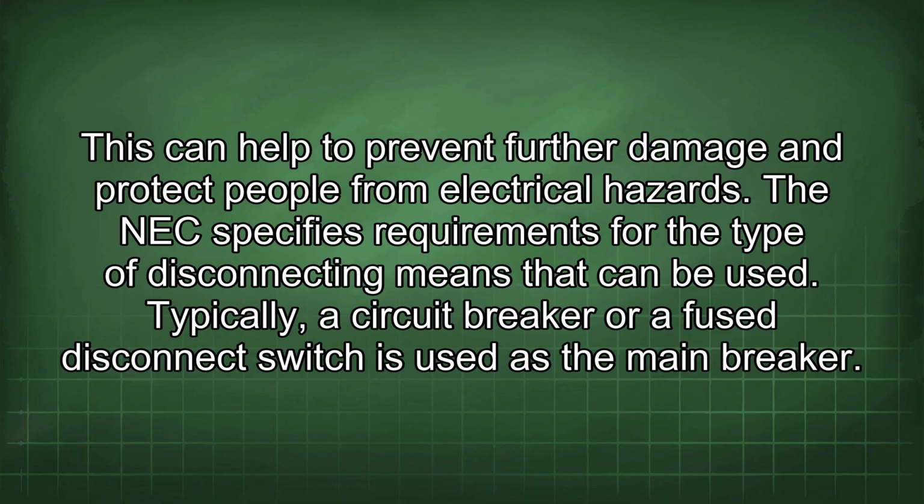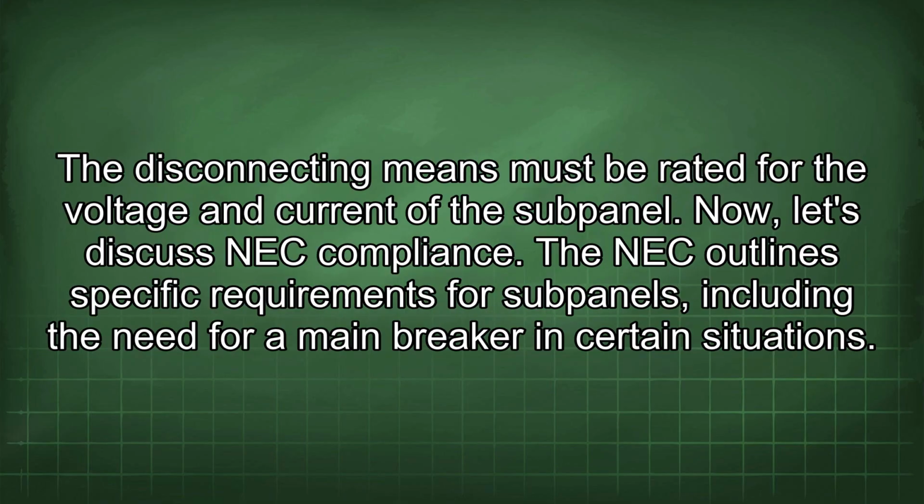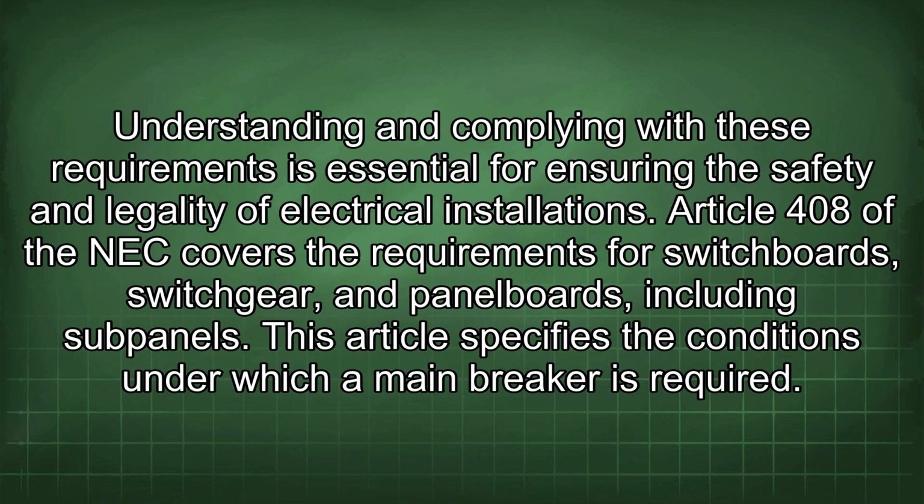The NEC specifies requirements for the type of disconnecting means that can be used. Typically, a circuit breaker or a fused disconnect switch is used as the main breaker. The disconnecting means must be rated for the voltage and current of the subpanel. Now let's discuss NEC compliance. The NEC outlines specific requirements for subpanels, including the need for a main breaker in certain situations. Understanding and complying with these requirements is essential for ensuring the safety and legality of electrical installations.